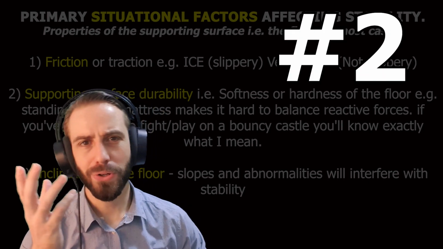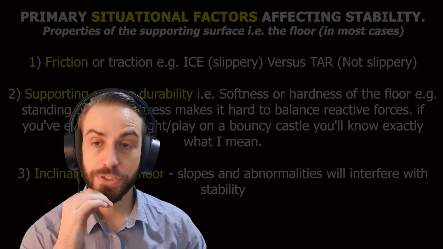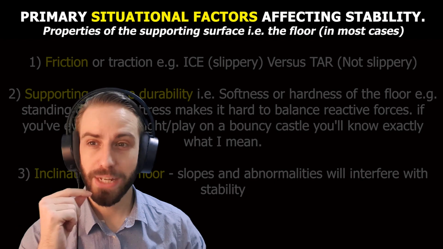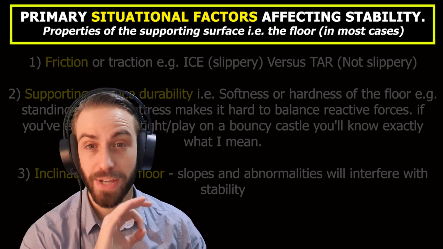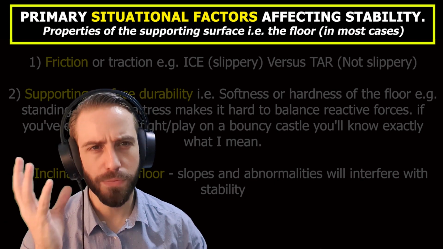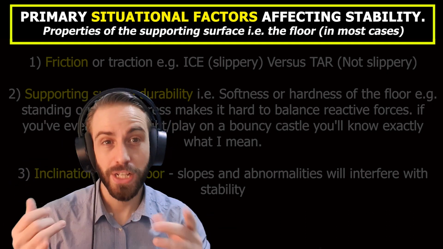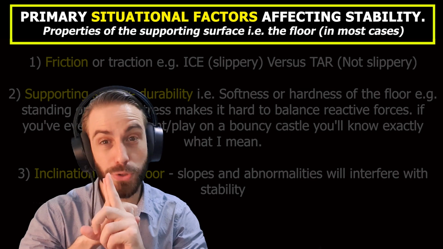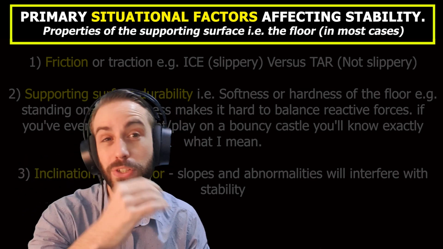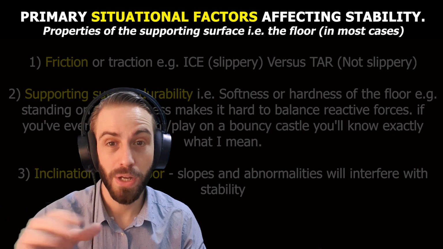All right, so we had a quick look at what the main or the fundamental factors are that affect stability. Now we're going to have a quick look at what the primary situational factors are. So these are usually your environmental factors. If you're fighting in combat sports or a cage, it'll be largely the floor surface. So we're going to take a look at the properties of the supporting surface, basically the floor.